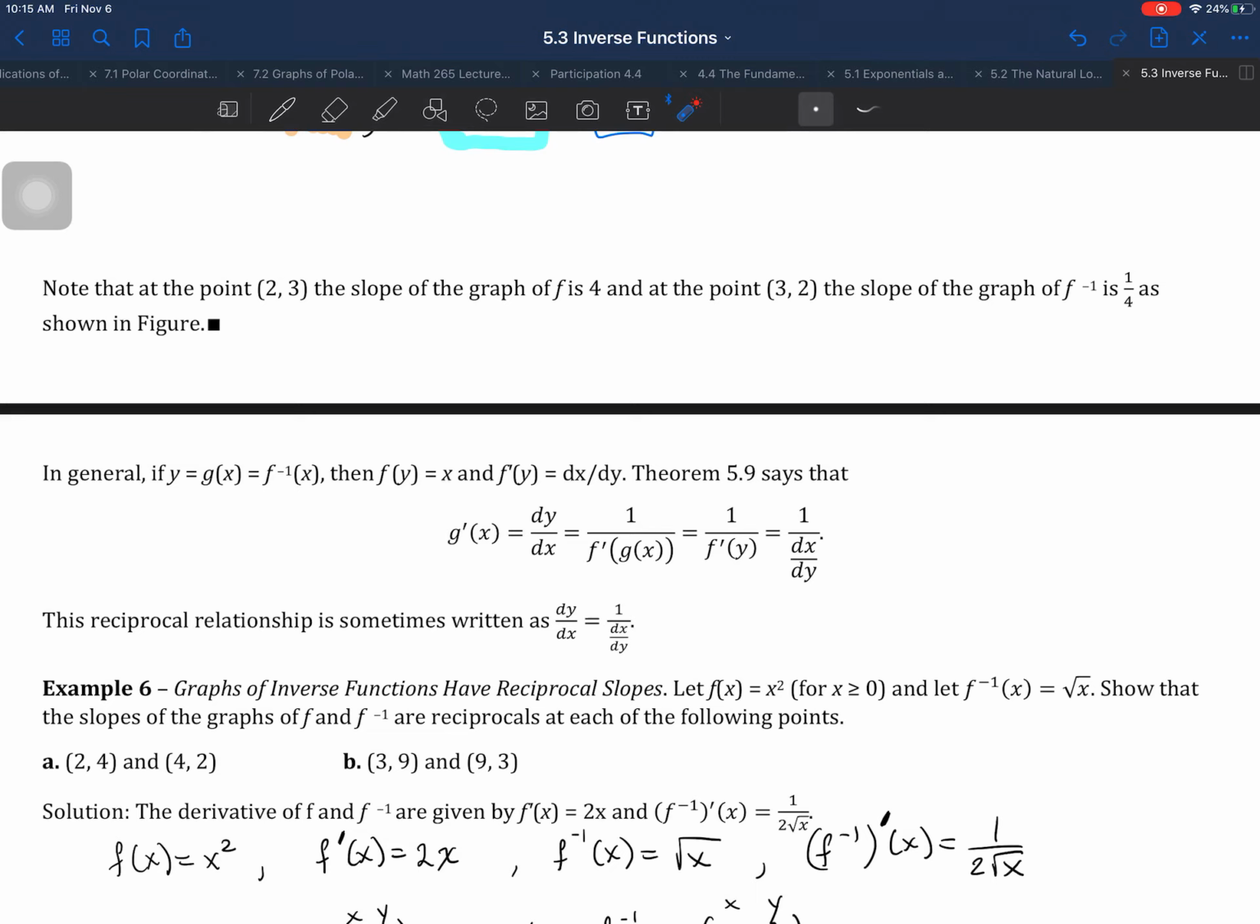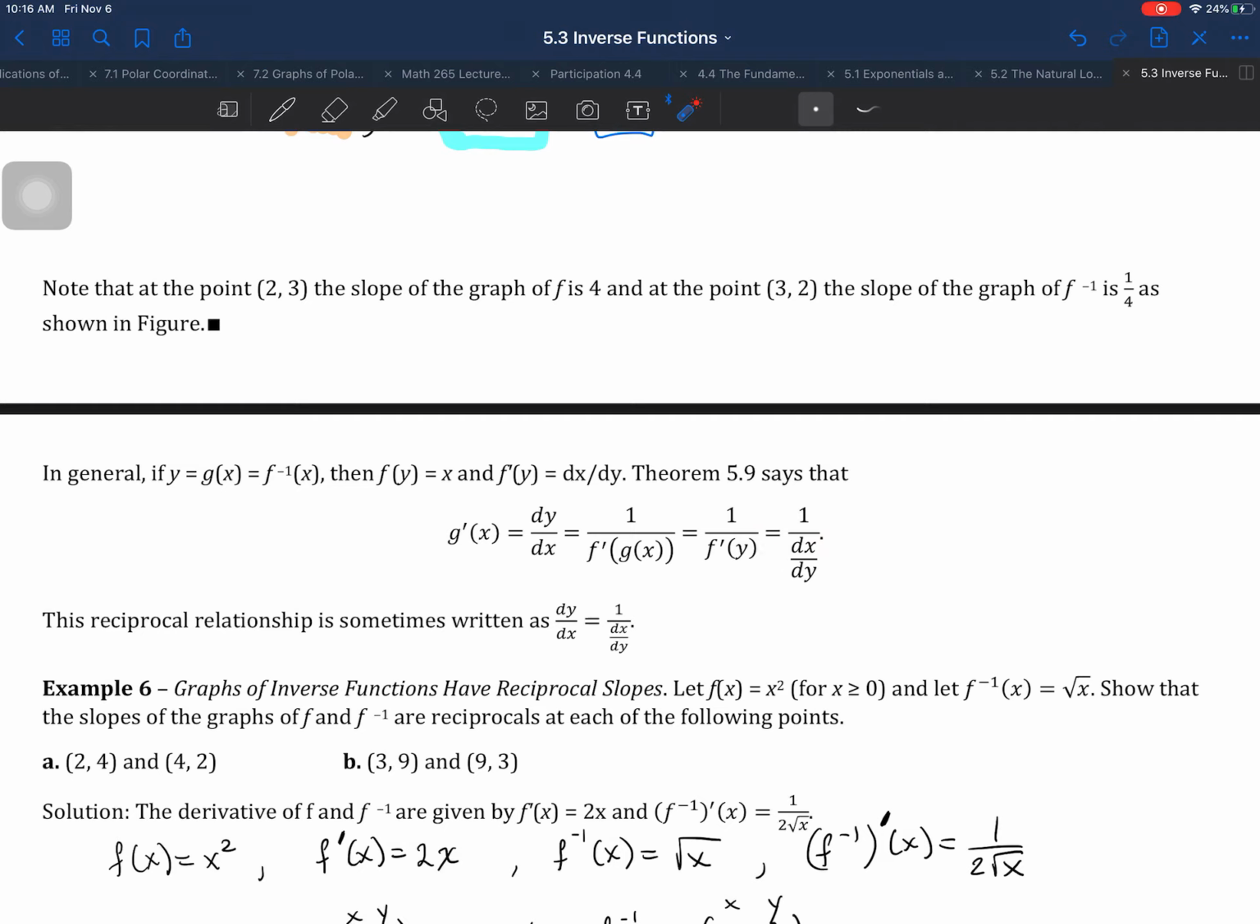Actually, if we do it, we have g prime of x, which is the inverse of f. This by definition is dy over dx. Well, we can rewrite this as 1 over, and we know that these two are the same. We know that this is y in our case, right? This is y. And then f prime of y is going to be the derivative of x with respect to y. So what we're saying here is that these two are going to equal each other.